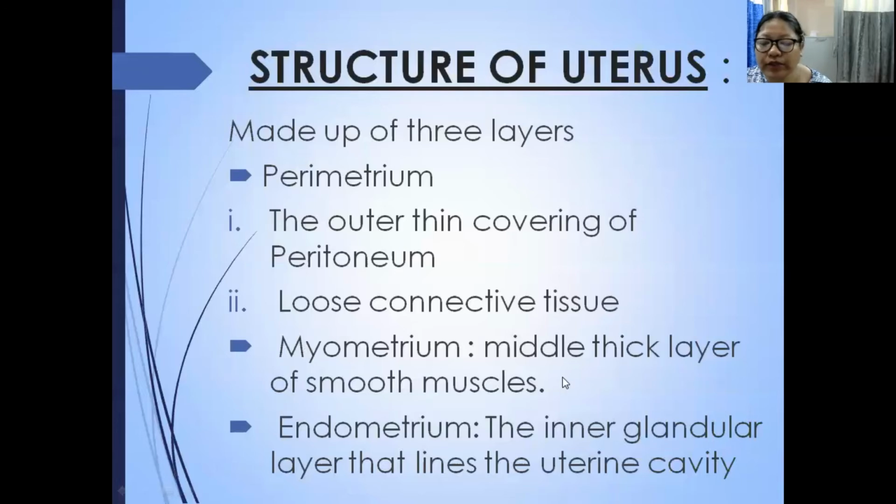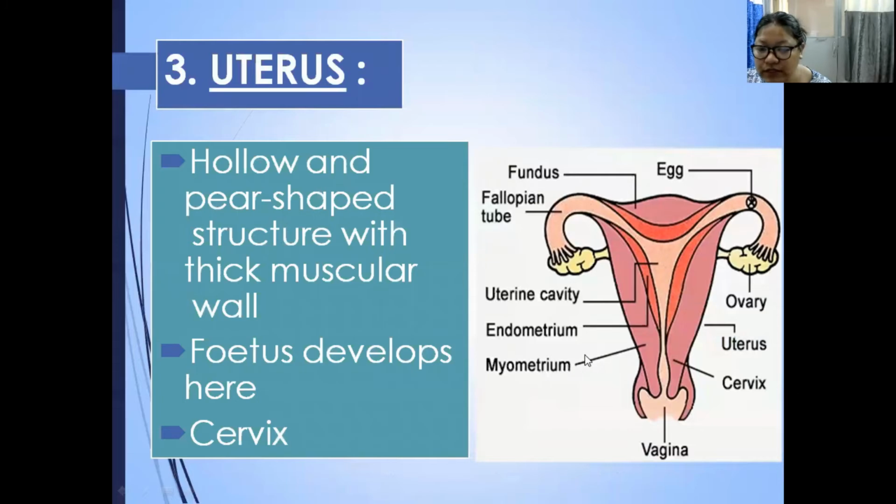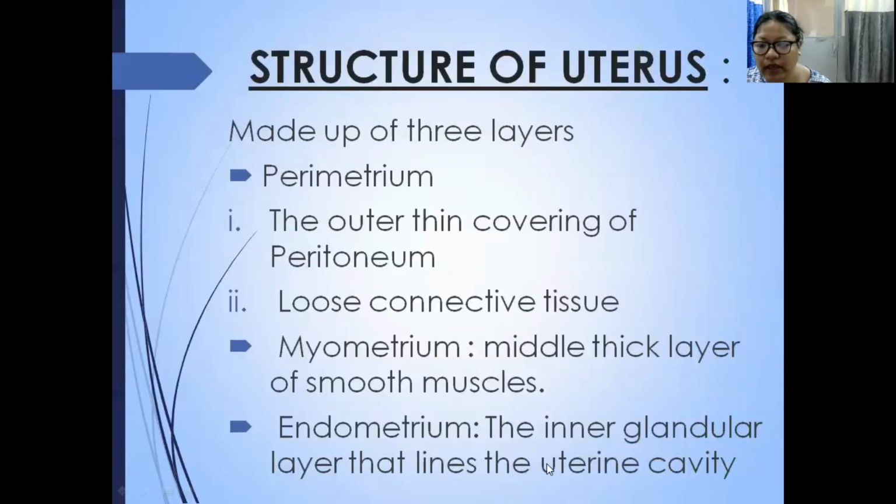And the myometrium is the middle thick layer of smooth muscle. You see here, this is the myometrium. It is the thick layer, it is the middle layer, and it has smooth muscles here. And the last is the endometrium. This is the innermost layer. The innermost layer is known as the endometrium, and it is the glandular layer that lines the uterine cavity.